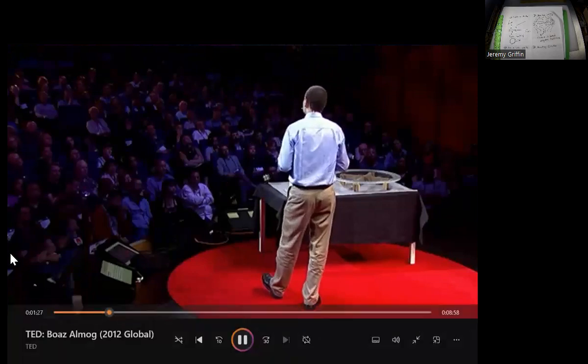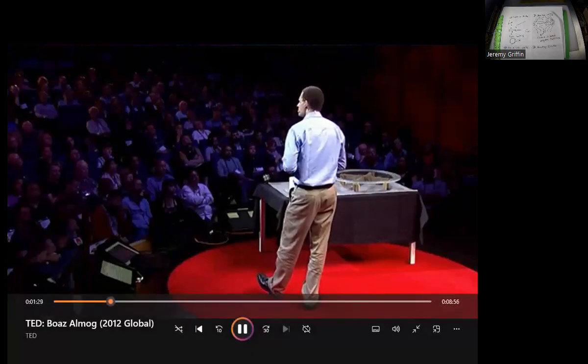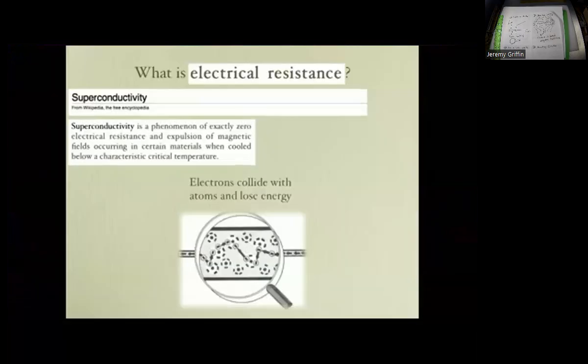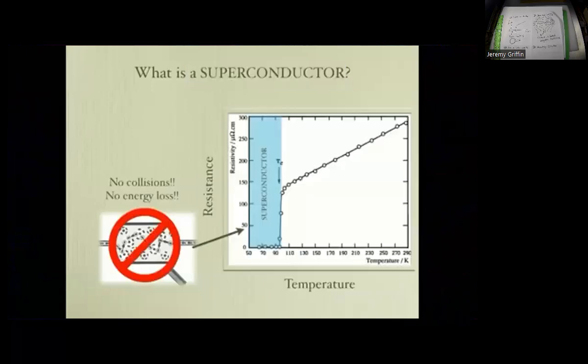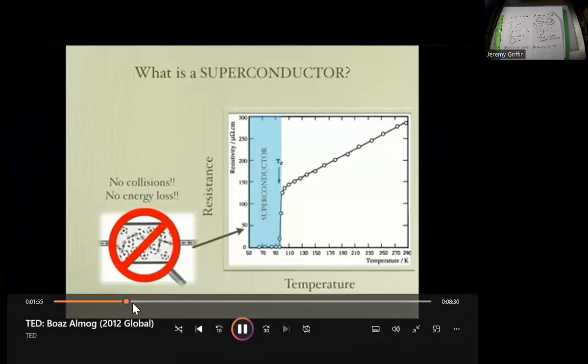But what is electrical resistance? So electricity is the flow of electrons inside the material. And these electrons, while flowing, collide with the atoms. And in these collisions, they lose a certain amount of energy. And they dissipate this energy in the form of heat. And you know that effect. However, inside a superconductor, there are no collisions. So there is no energy dissipation.